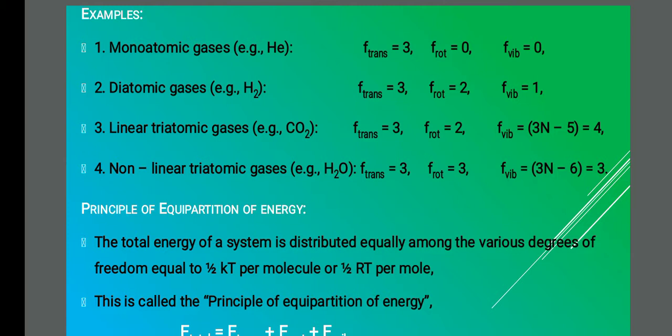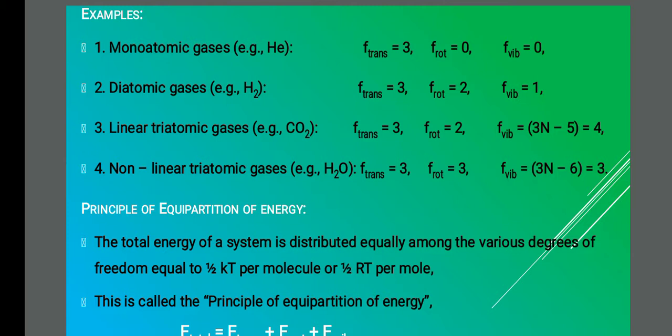Is it okay? So coming to the next point, the diatomic molecule. F trans is equal to 3, and F rotational is equal to 2, because the rotation is only about one axis, it is a linear molecule. Okay. So F rotational will be 2, and F vibration will be equal to 1. It is a diatomic molecule, so F vibration will be equal to 1.